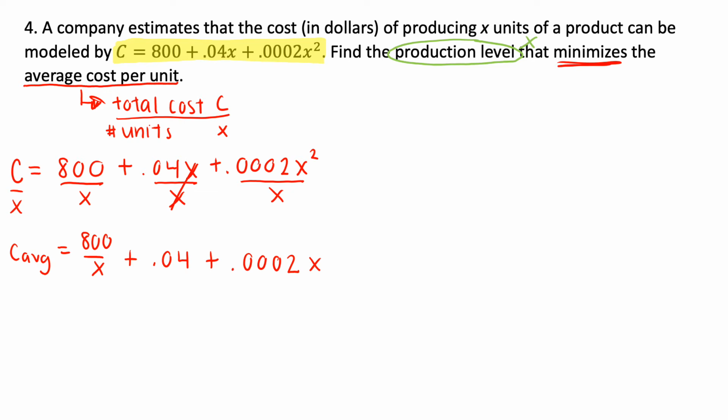So just like before, we're going to want to take our derivative and look for our extrema. However, because I have that 800 over x, I'm first just going to rewrite my equation as 800, and then I'm going to write this as x to the -1 because I think it'll make it easier when I go to take my derivative.